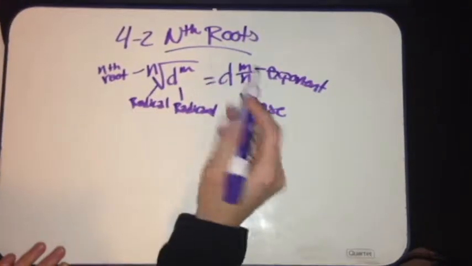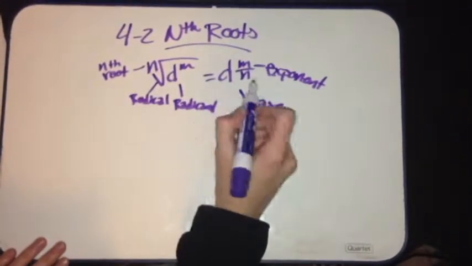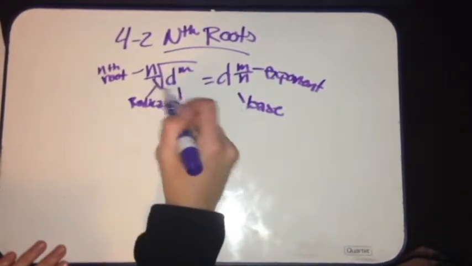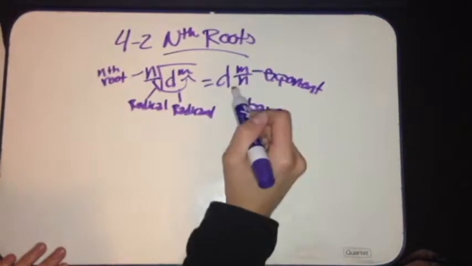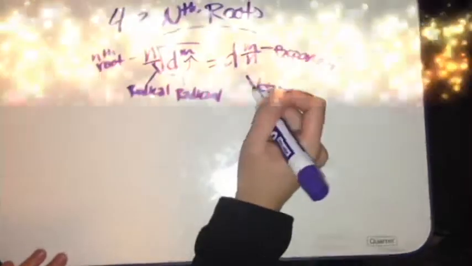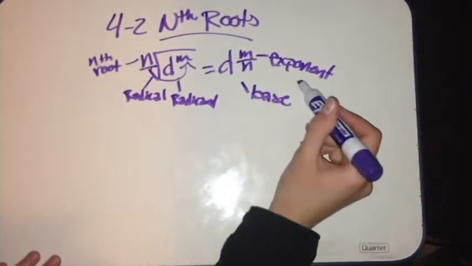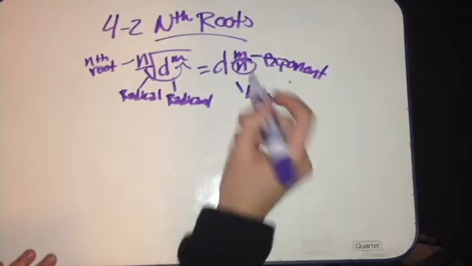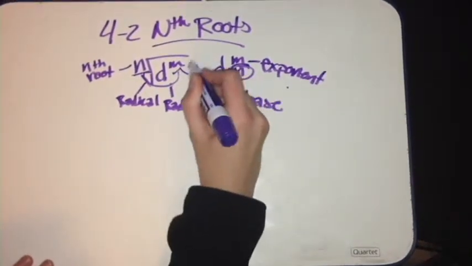So here we're going to turn our radical form into a rational form by taking our nth root and moving it under the m to make it the denominator of the exponent. To turn the rational form into a radical form, you just take the denominator of the exponent and bring it outside the radical.